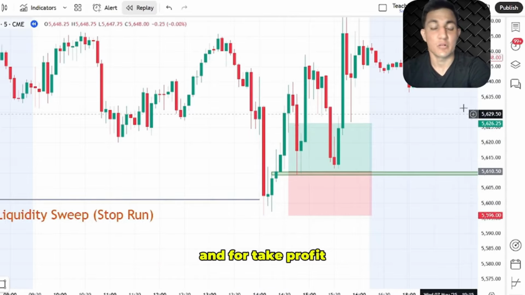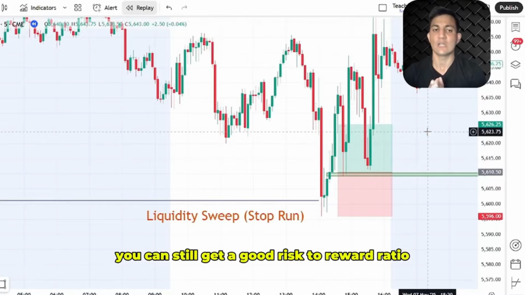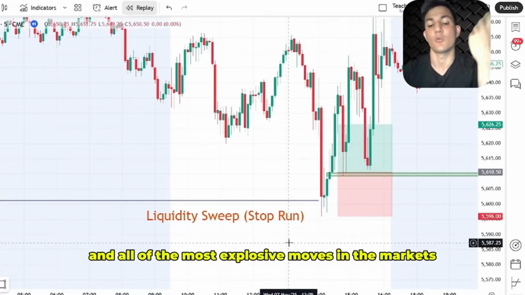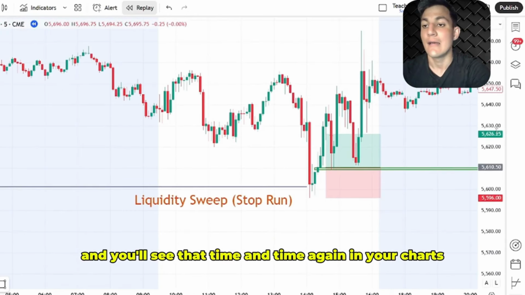And for take profit, this is where it gets exciting, right? Even if you have a wide stop loss, you can still get a good risk to reward ratio because you're with the overall trend and you've got a liquidity sweep. All of the most explosive moves in the markets always come after the liquidity sweep, right? And you'll see that time and time again in your charts.